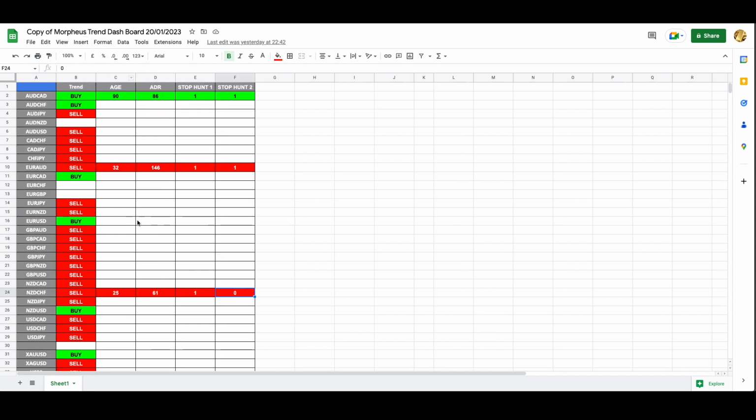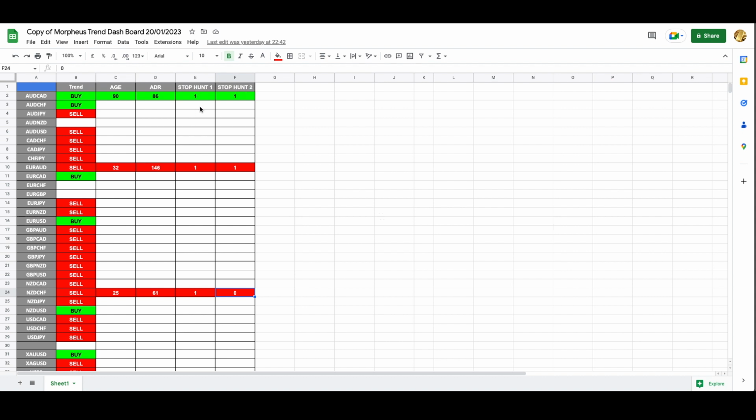But with the Neo indicator, this will actually be on your MT4 screen, so you're going to be able to see this in real time. What this is going to help you with is, again, being able to see the trend in the market. It's also going to show you the age of how long that trend has been in the market. It's going to show you the ADR on each pair. That's the average daily range, so you're aware of how much a pair might be able to move, whether it's going to buy or sell, in one day. And then it's also going to give you a stop hunt 1 and a stop hunt 2.